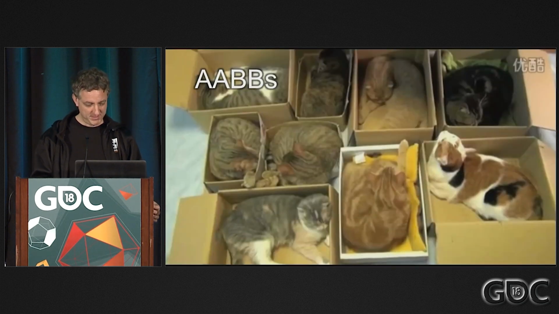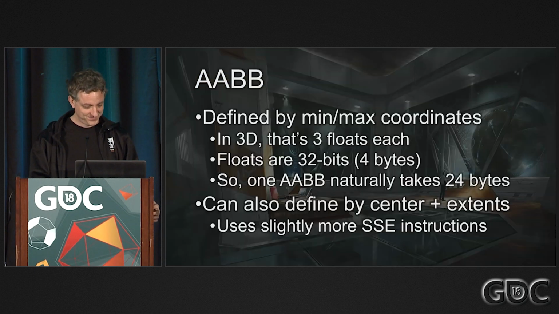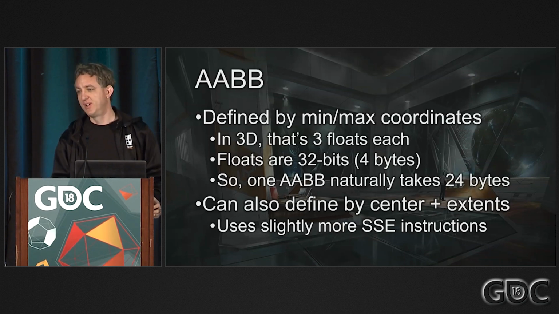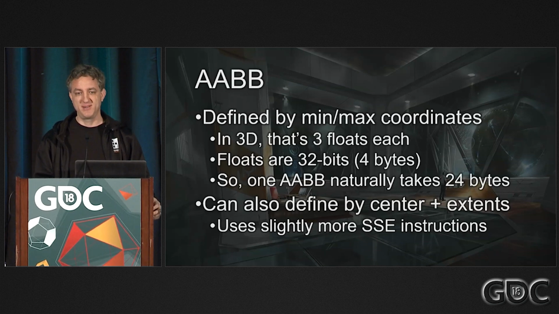So what's an AABB? It's a box that contains stuff, and it's axis-aligned, not necessarily cats. And it's defined by a min and max coordinate. In 3D, that's 3 floats each, so 24 bytes. You can also define it by center and extents, but when I looked into that, it uses 1 or 2 more instructions to do all of your testing, and the dependency chain is 1 or 2 instructions deeper, so mins maxes tends to be better.